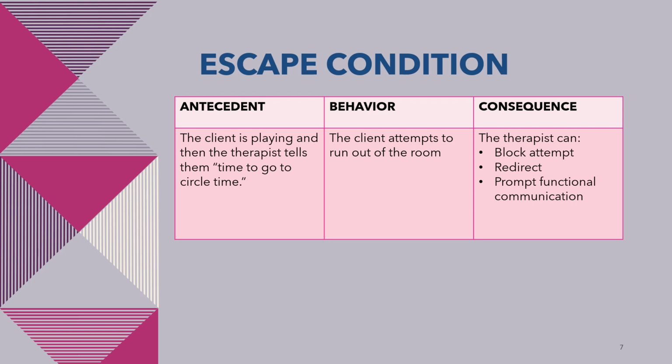Same with escape condition. The client is playing and then the therapist tells them time to go to circle time. The client attempts to run out of the room. The consequence the therapist can do is block the attempt, redirect, prompt functional communication. When behaviors are high in this condition, we can conclude that there is some escape function to this child's behaviors.